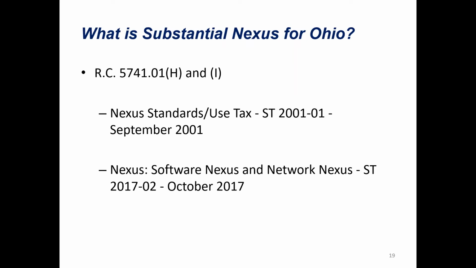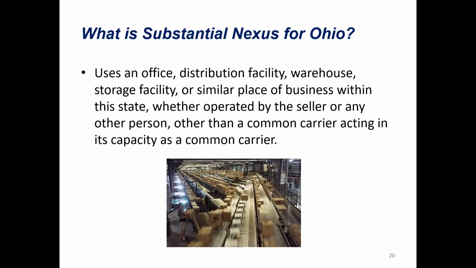We're going to talk about now what our standard is in Ohio. We have 2 information releases on our website, tax.ohio.gov, talking about this issue. It's also established in the statute in 5741.01(H) and (I). And I'm going to go into each of the provisions that is discussed in there. It can be a little lengthy, but I promise I'll give it back to Steve, and he will talk to you again. One of the provisions is that you use an office, a distribution facility, or a warehouse, or something similar to that, operated by the seller or anybody else, maybe somebody acting as their agent in that capacity, in Ohio.